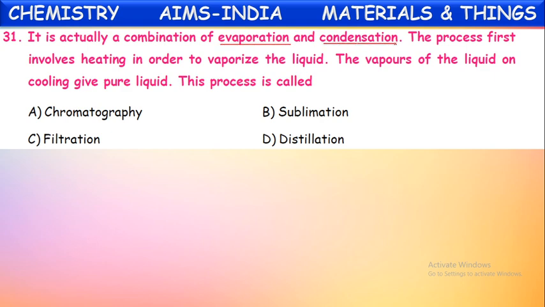That is distillation. In the distillation process, generally a mixture of two liquids or a solid and liquid mixture is heated first at a particular temperature. Then the liquid component will start evaporating. These vapors are collected and again cooled so that they will be condensed and converted back into the liquid state.